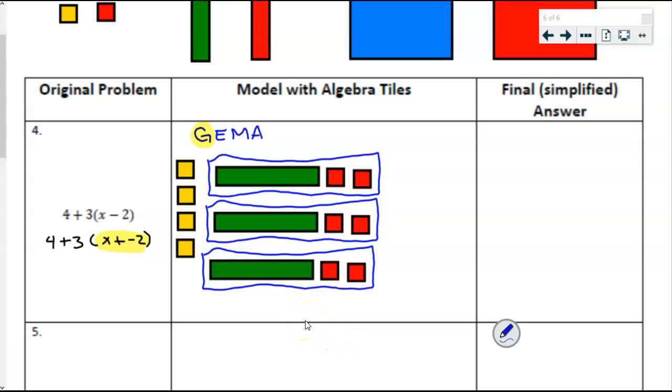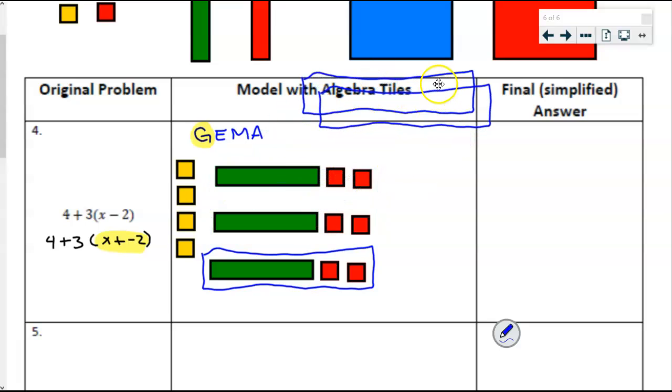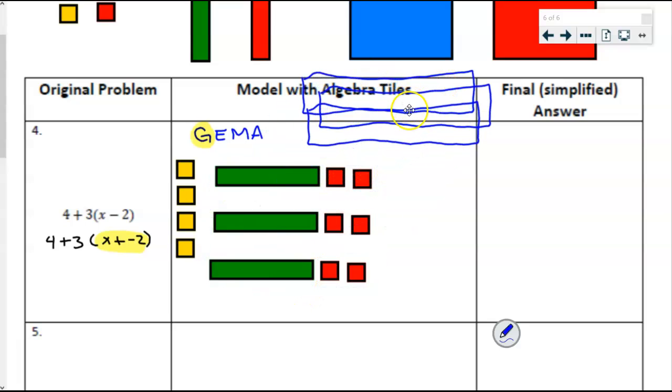And I'm going to model what this is going to look like. When we simplify, the first thing we do is we get rid of the groups. And when I get rid of the groups, I've got 3 x tiles, and I have 6 negative tiles and 4 positive unit tiles, and I'm going to start combining these positives with these negatives. Looks like I'm going to create some 0 pairs. So what is it that I have left? When it's all the way simplified, I can count it up. 1, 2, 3 x tiles. And these were all zeros, but I have 1, 2 negative unit tiles. So 3x plus a negative 2.